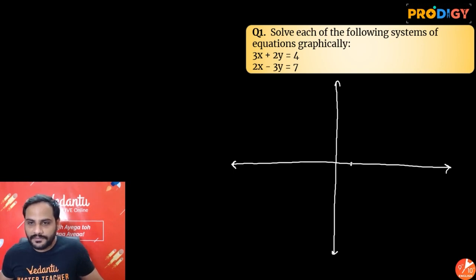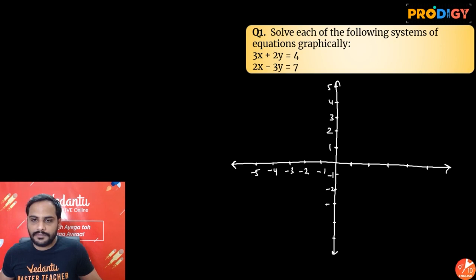Let's mark 1 2 3 4 5 on each axis direction, and minus 1 minus 2 minus 3 minus 4 minus 5 on the negative sides.